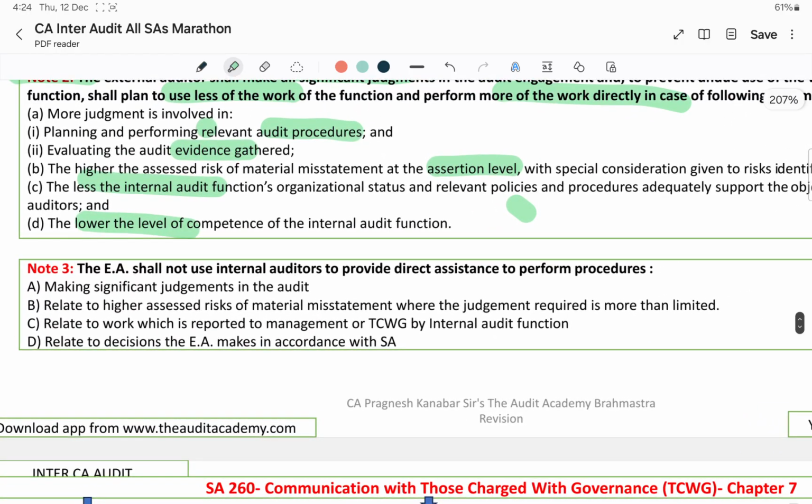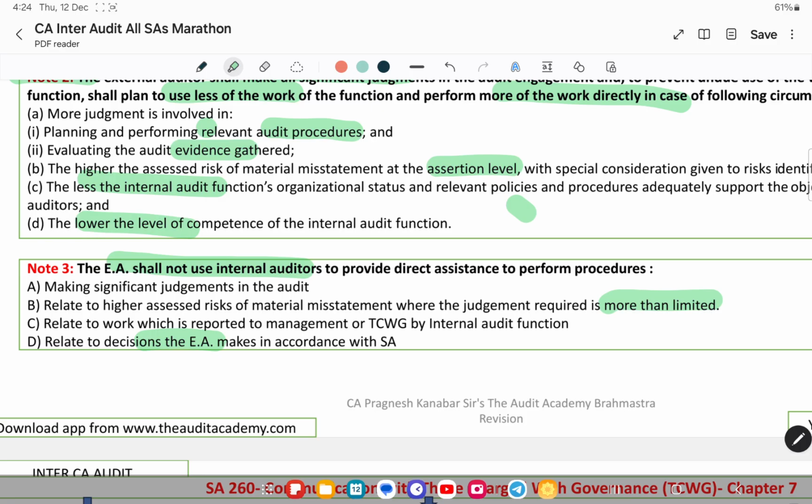Note 3. The external auditor shall not use the internal auditor to provide direct assistance to perform procedures, making a significant judgment in the audit, relating to higher assessed risk of material misstatement where the judgment required is more than limited, relating to work which is reported to the management or TCWG by the internal audit function, and relating to decisions the external auditor makes in accordance with the SAs.